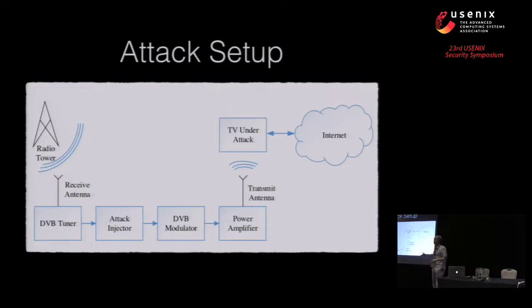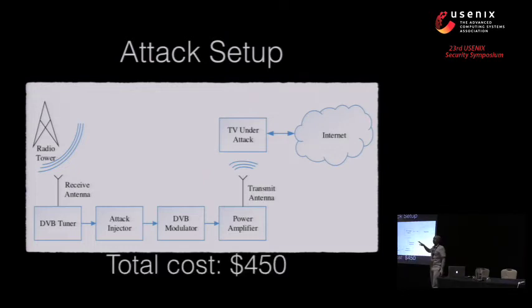So let's assume you want a 1-watt transmitter. That costs you around $200. So with all the cabling and so on, this is going to cost you about $450. Using this specific mix of power amplifier and modulator, you can cover an area about 700 meters in diameter.